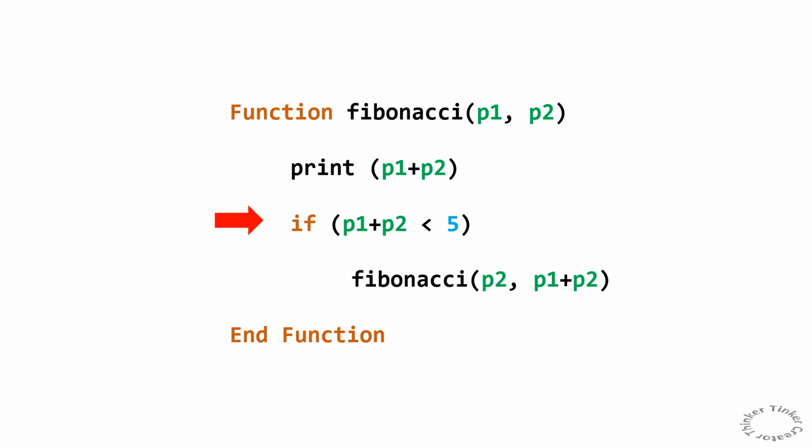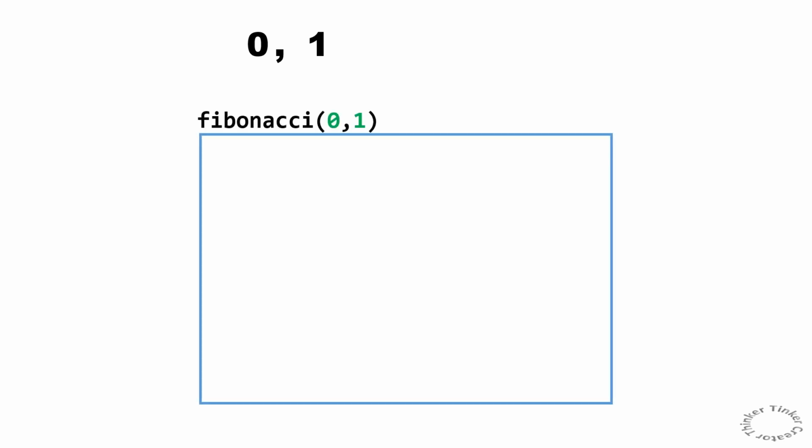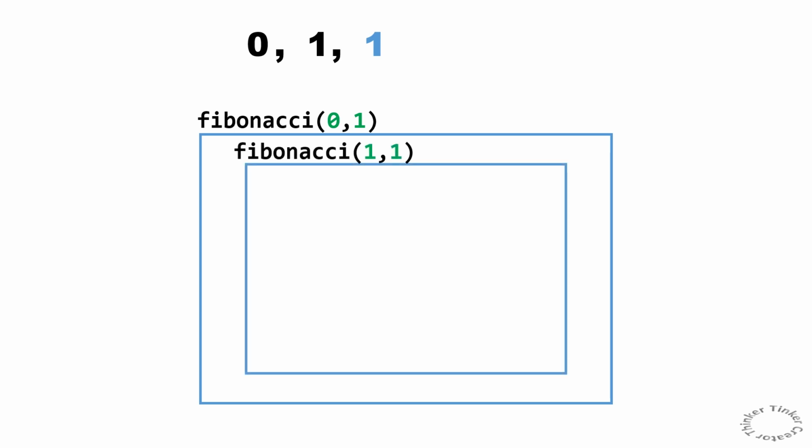Let's see the recursion in action. We begin with 0 and 1. Call the function with 0 and 1 as input. Print the sum. The sum is less than 5, so call itself with 1 and 1 as input.